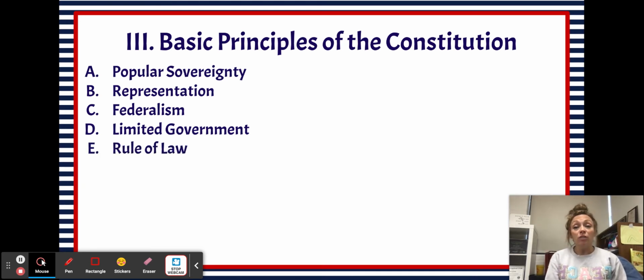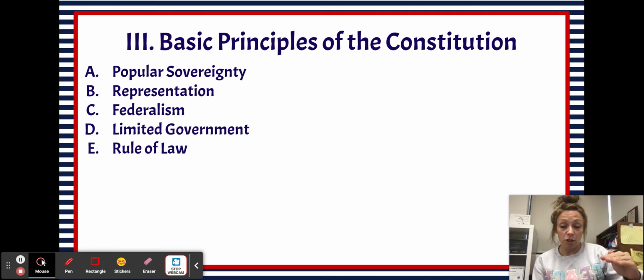Next, we've got the rule of law. The rule of law is the idea that everyone is subject to and not above the law. It doesn't matter who you are. If you break the law, you're going to be held accountable for it.